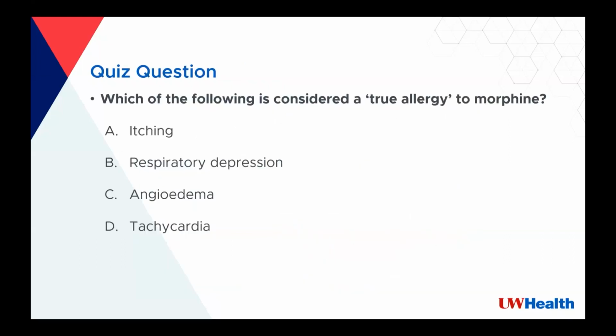All right, and now I have a quiz question. Which of the following is considered a true allergy to morphine? I have A, itching, B, respiratory depression, C, angioedema, and D, tachycardia. And Shivani, I cannot see the chat, so if you could just let me know if anyone has anything in the chat, that would be great.